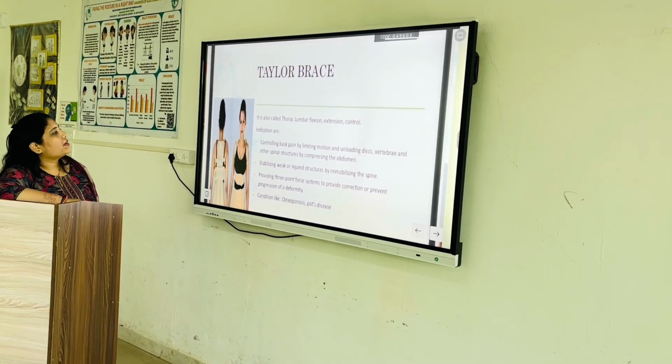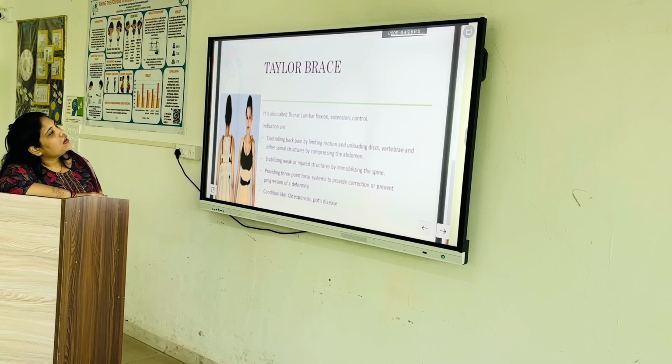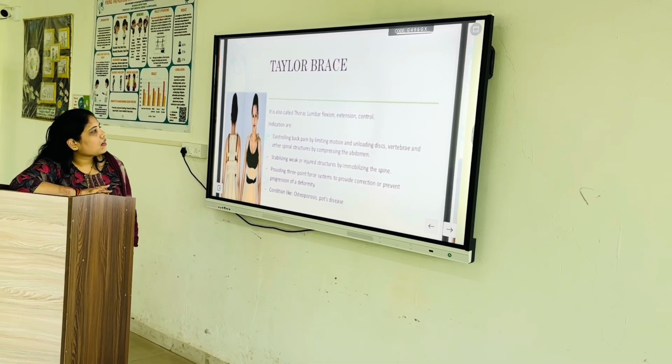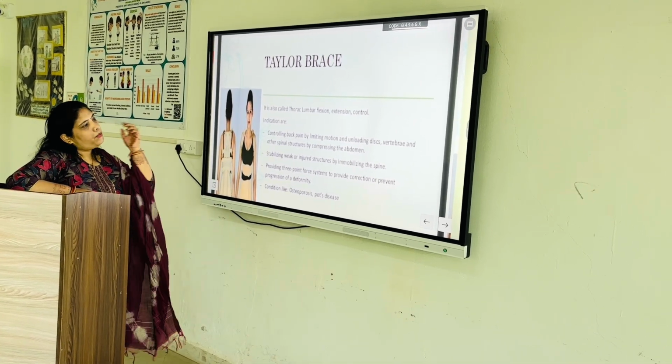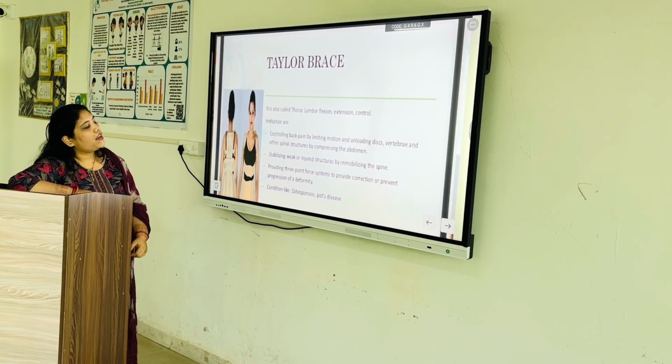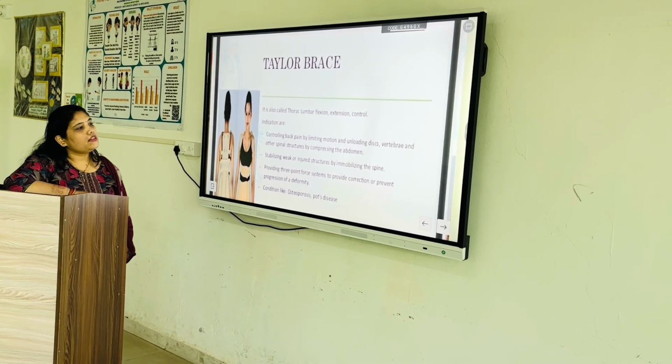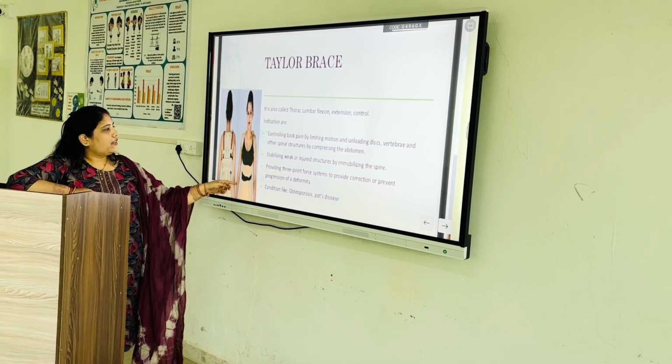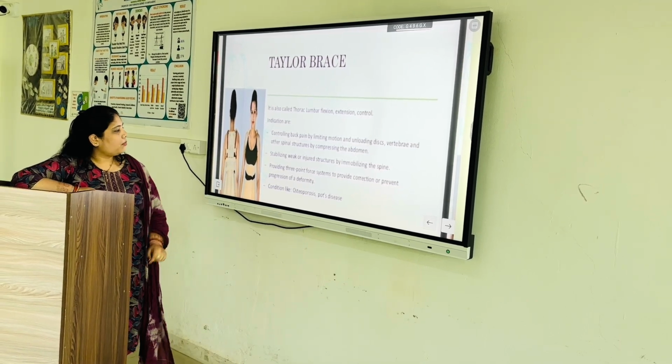Next one is the Taylor brace. This is also the most common brace used in back pain. It is also called thoracic lumbar flexion extension control. Indications are controlling back pain by limiting motion and unloading disc, vertebral and other spinal structures by compressing the abdomen.